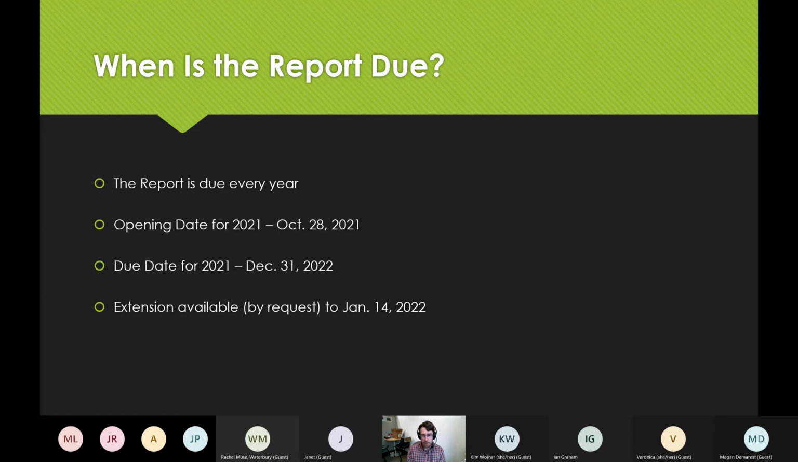Okay, now into the nuts and bolts. When is the report due? First off, the report happens every year. There are other reports in the library world that don't happen every year, but this one is an every year situation.